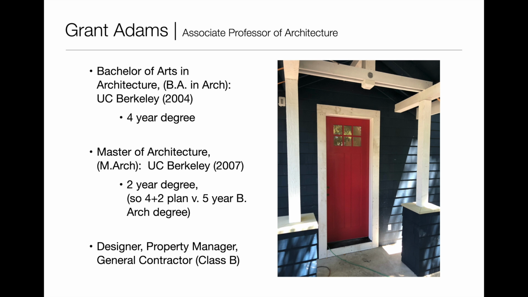So a little bit of background on me. I have a Bachelor of Arts degree in architecture from UC Berkeley. That is not a Bachelor of Architecture degree. It's an unaccredited Bachelor of Arts in Architecture degree. It's a 4-year degree. For those of you that are interested in transferring, sometimes this is something you're interested in. So I did a 4-year degree. Then I followed it up with a Master of Architecture degree, an MArch, and I graduated in 2007 with that degree. That took me 2 years to complete, so I was on what they call or refer to as a 4+2 plan to get the accredited degree.